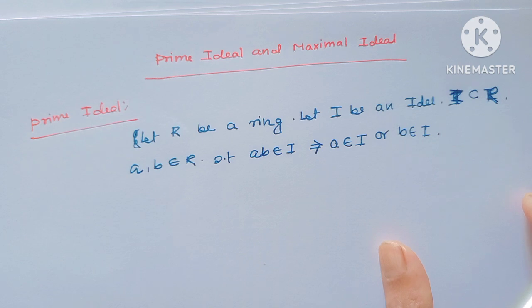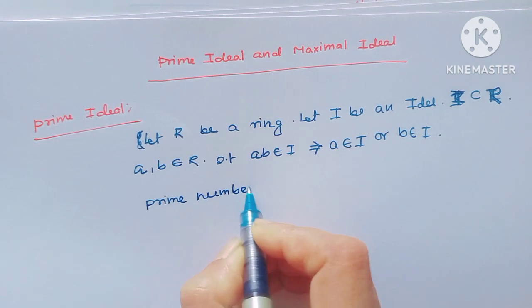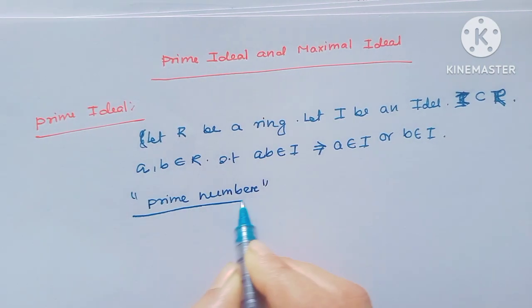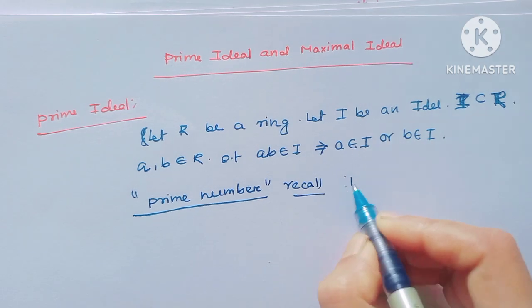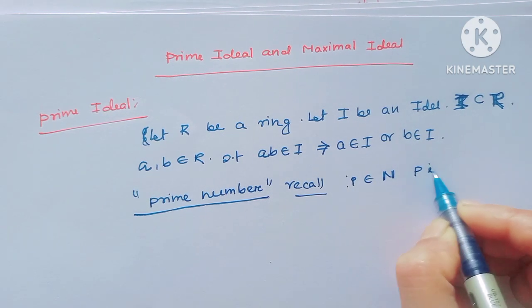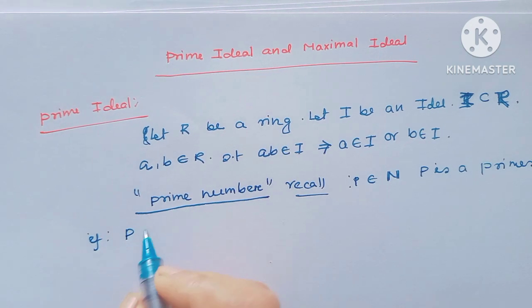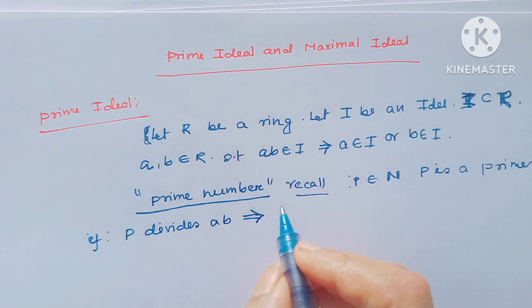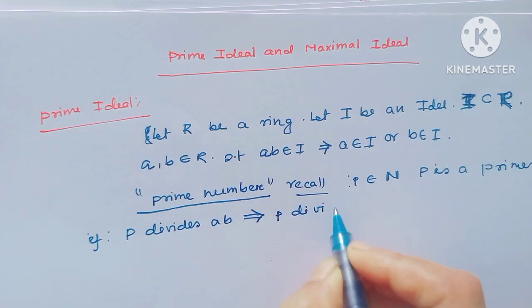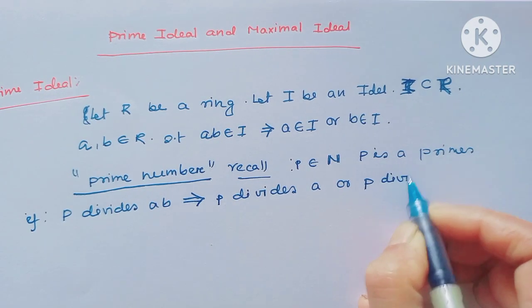Note, for simplicity, with the usual notation of prime numbers, this is the same as the actual definition of prime number. What is the definition? Recall. p belongs to natural numbers where p is a prime. If p divides ab, that implies p divides a or p divides b.